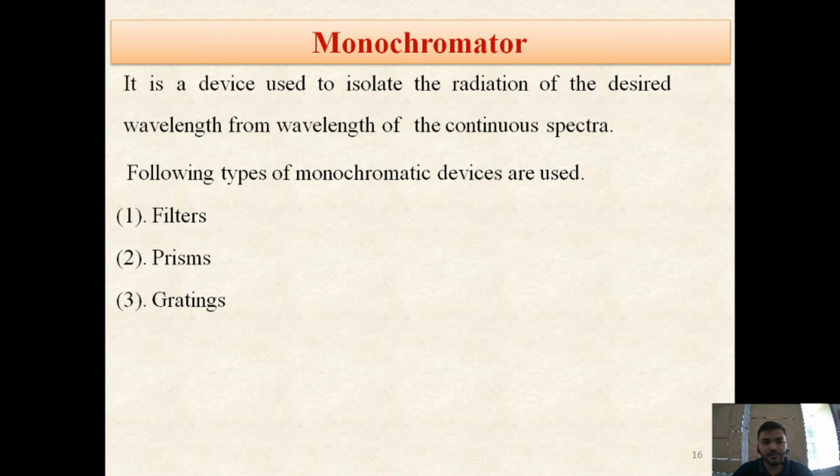Monochromator. It is a device used to isolate radiation of the desired wavelength from the wavelengths of a continuous spectrum. The following types of monochromatic devices are used. First is filters, second is prism and third is gratings.